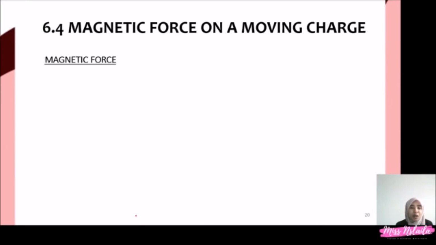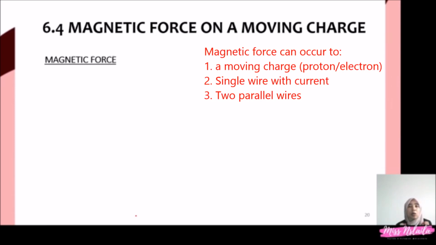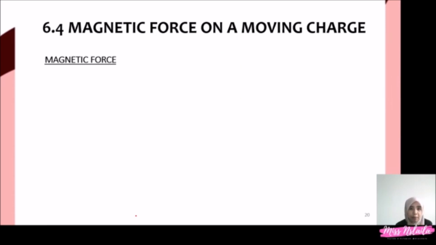Subtopic 6.4, magnetic force on a moving charge. Before this, we have learned about magnetic field and also magnetic flux. What about magnetic force? Magnetic force exists when there is a magnetic field. And magnetic force can occur on a moving charge, either a proton or an electron, on a single wire, and also on two parallel wires. For this subtopic, we are going to focus on magnetic force on a moving charge.